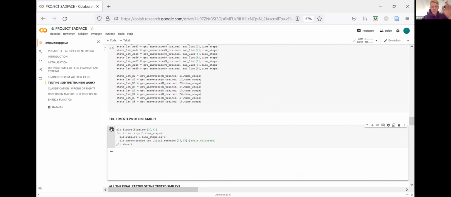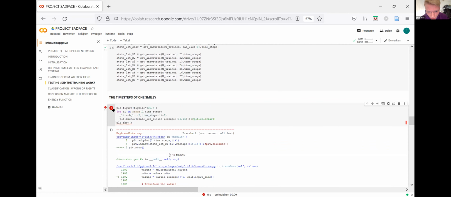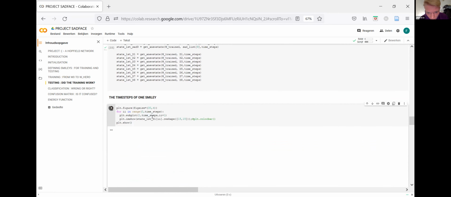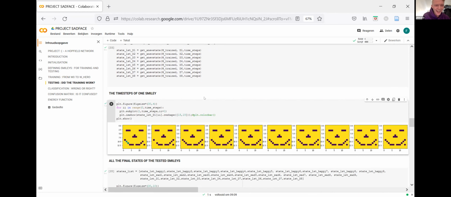Okay, so this is supposed to be a happy face. It's supposed to, oh no, okay. I double clicked. Okay. And it was quite difficult for the network with only one happy smiley to recognize distorted smileys. But once you train it with an extra happy smiley and an extra sad smiley, it will get easier for the network to differentiate between them.